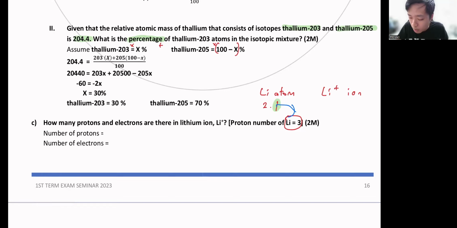So for the lithium ion, now the electron arrangement becomes 2, which means the electrons become 2, but the protons are still 3. When they become an ion, the protons stay the same, but the electrons will change. But if they ask for a lithium atom, then 3 protons, 3 electrons. Okay, so any question with this?